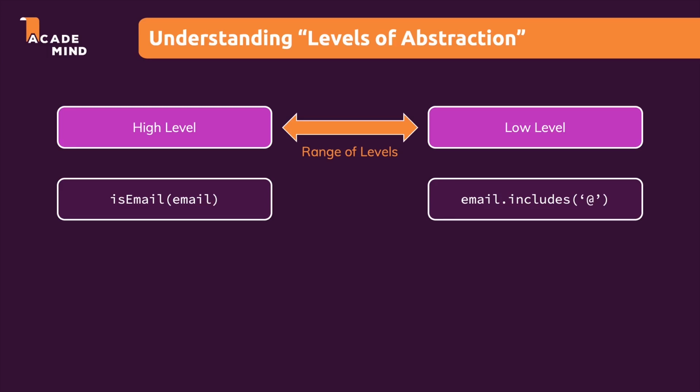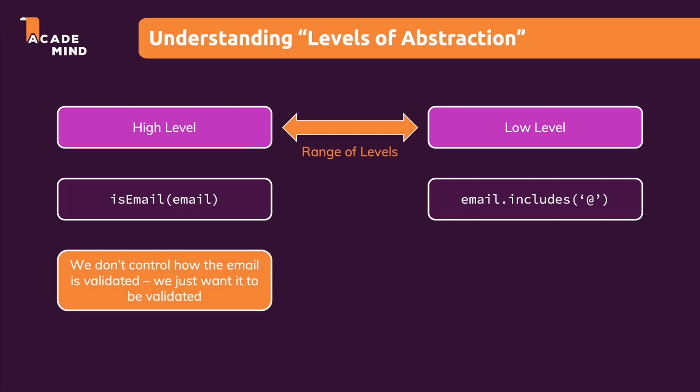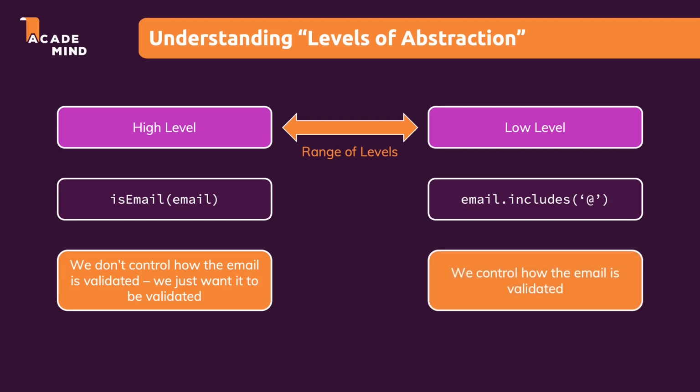In the case of isEmail, this higher level operation here, we don't control how the email is validated. We don't know what is actually going on in there. We just want the email to be validated. We're just interested in the result. Now, with the low-level example, we do control how the email is validated. This is the concrete code which decides whether something is valid or not.